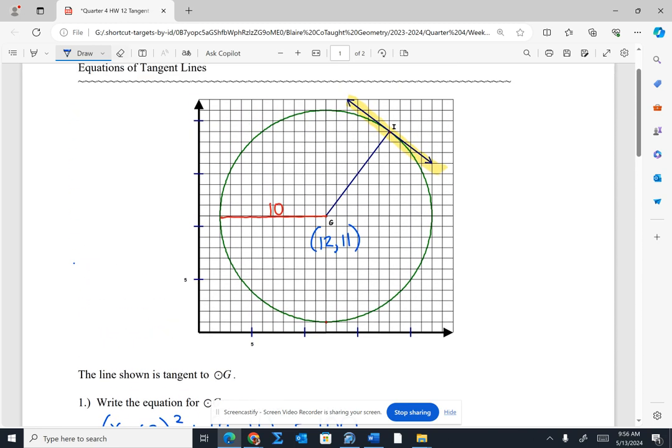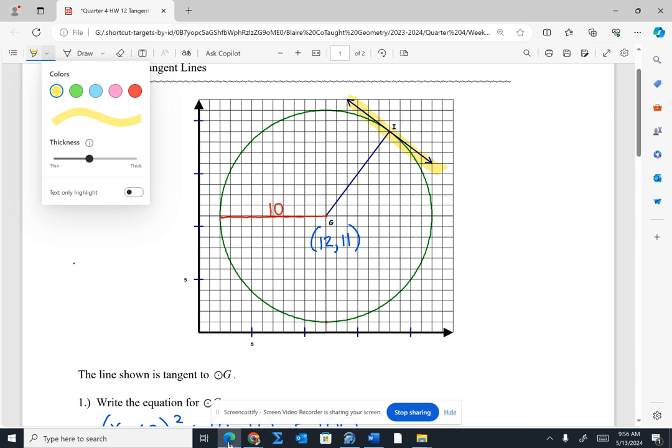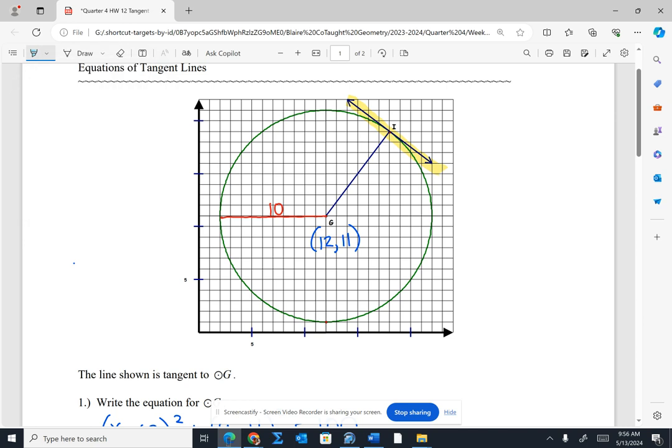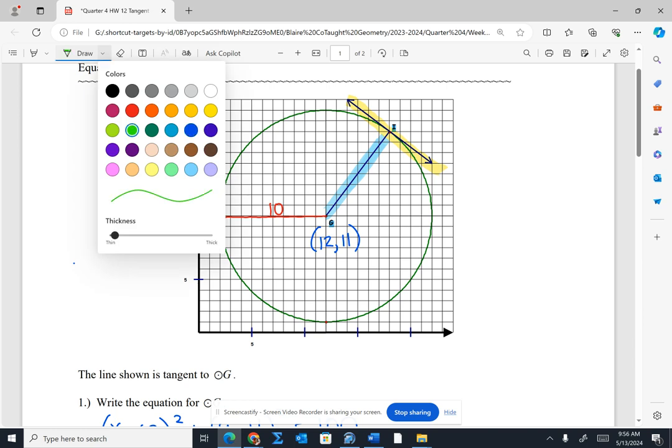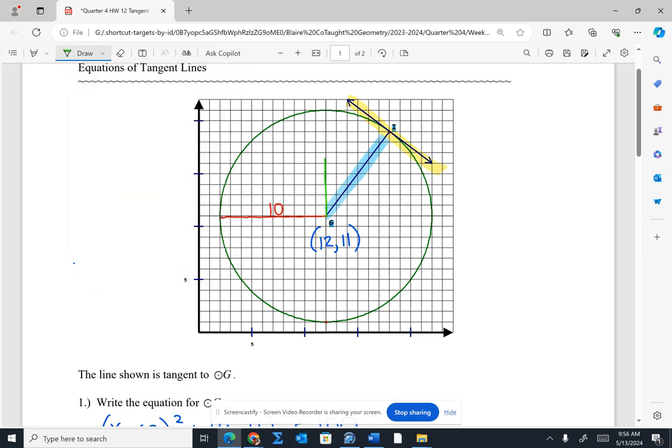So GI is the radius in this picture. If my highlighter will work, I'm trying to highlight it. There we go. For some reason, it wasn't working there for a second. In order to calculate that slope, let's find the rise and the run. So I'm going to count to find the rise. Oh, I went up too far. Let me try that one more time.